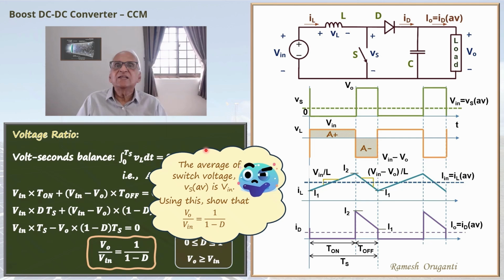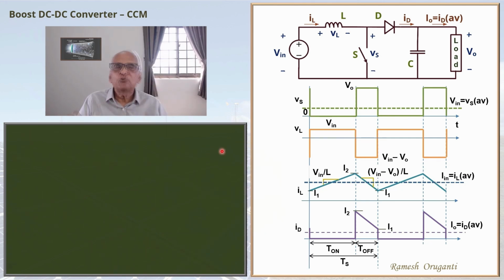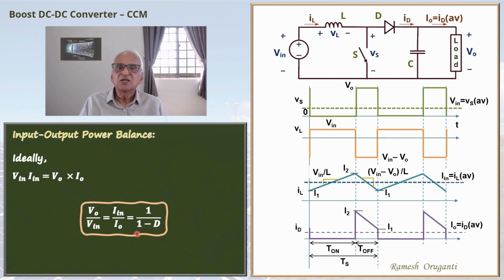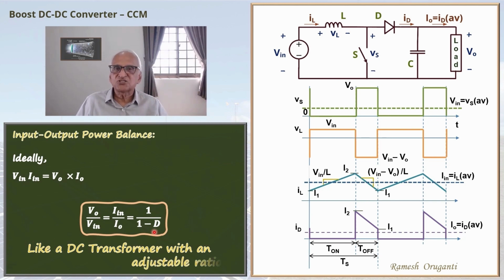This is an idealized DC-DC converter. There is no part inside the circuit where power loss occurs. So the input power equals output power, true of all ideal converters in fact. Since input power equals output power, Vin Iin, the input DC power, equals V naught I naught, output DC power. So we can write V naught by Vin will be Iin by I naught, and we know that V naught by Vin is 1 by 1 minus d. So like all DC-DC converters, this is like a DC transformer with adjustable ratio.